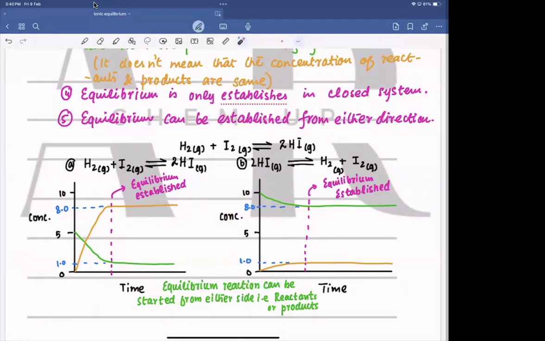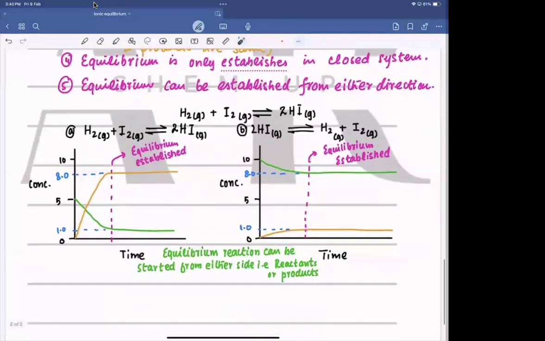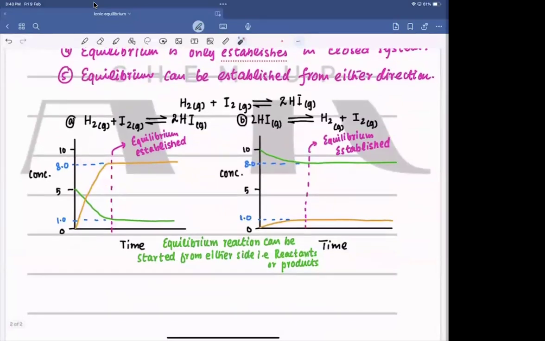Yes, sir. Anyone of you has any confusion, please ask. Okay, then just complete the graphs quickly. Remember this thing, we can start the equilibrium reaction from either side.